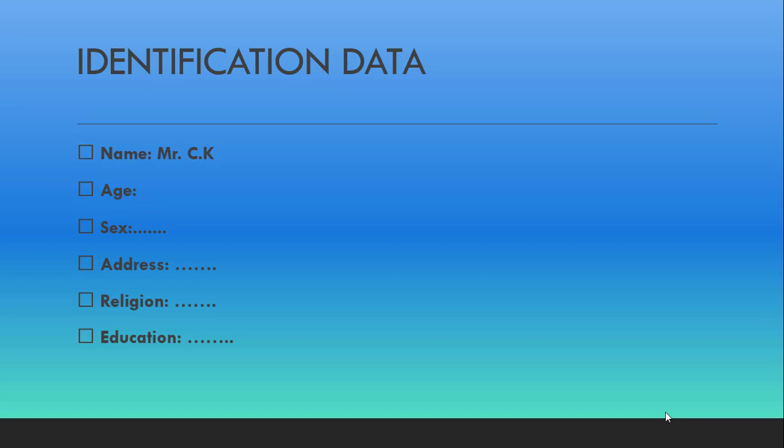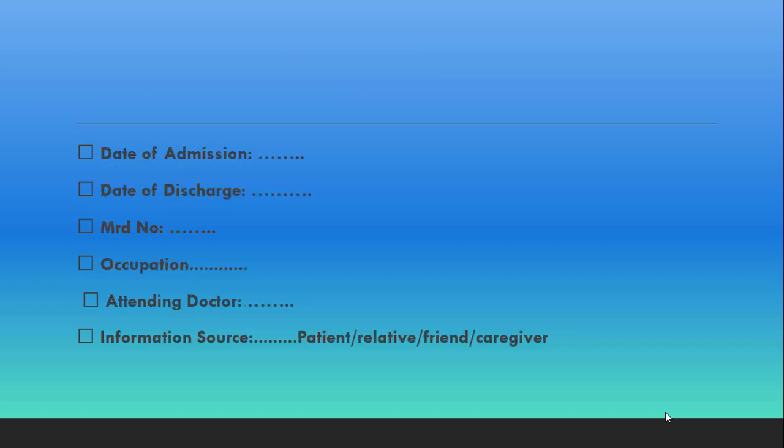You have to write identification data first. Under identification data you have to mention the name of the patient, age of the patient, sex of the patient, address of the patient, religion of the patient, education of the patient, and date of admission, date of discharge, MRD number, that means medical record number, then occupation of the patient, attending doctor, and information sources. This many things you have to note down first before starting the process recording.